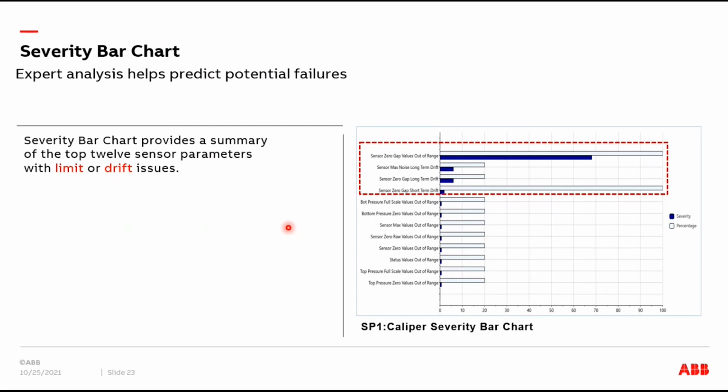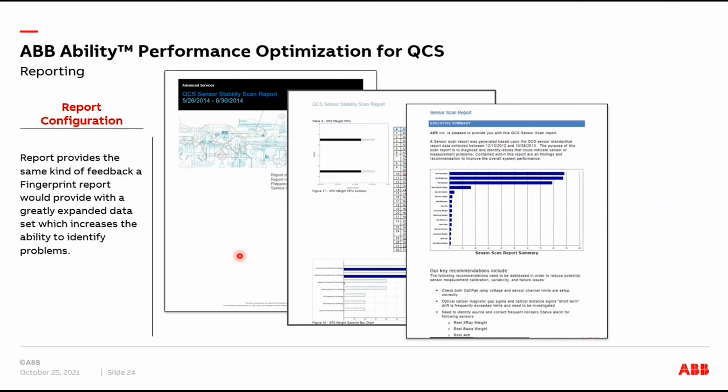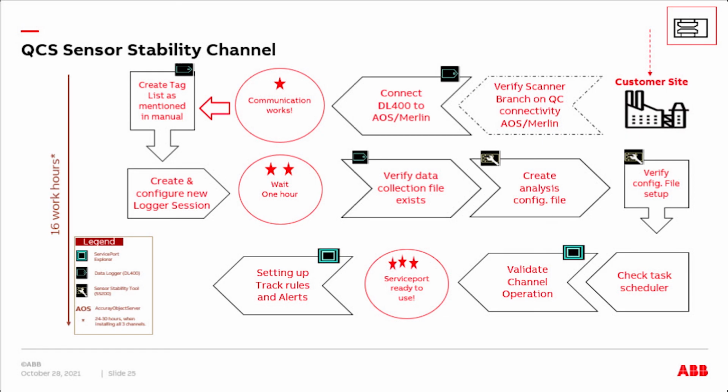0 means good and 100 means bad over the specific time period, and the percentage value indicates the number of event occurrences. Reports provide some kinds of feedback with a greatly expanded data set, which increases the ability to identify the problems. So this can be generated with more detailed results and we can submit it to the customer with analysis. And it is very helpful to have our observations in the corrective actions which have been required.